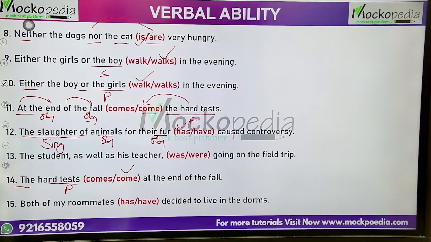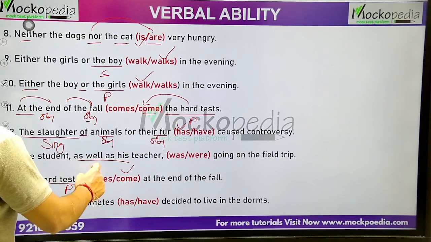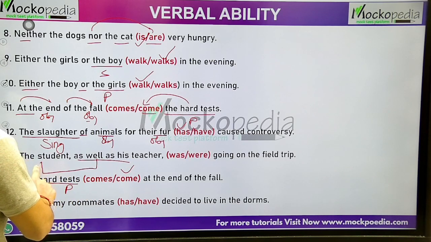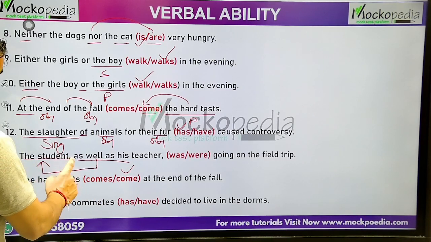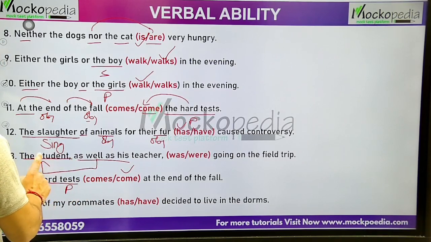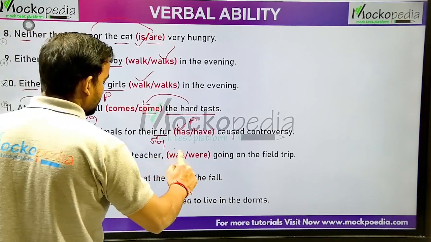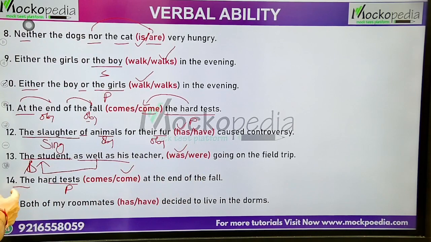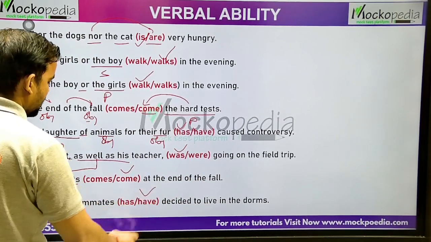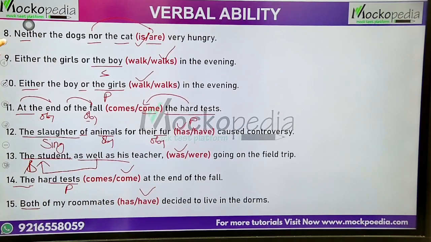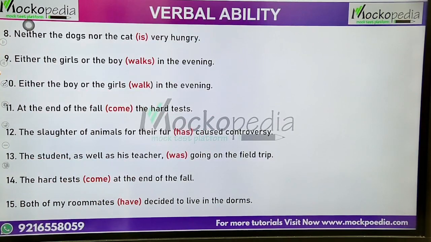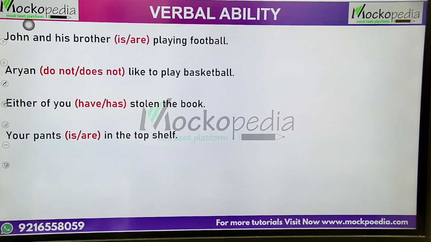The student as well as his teacher. Interrupters like as well as, along with, together with, in addition to. We have to check for the subject before them, or the first subject. Student is singular, that is why singular verb. The 14th we have done. The 15th both plural, that is why have. Right? You can test your answer. You can cross check the answers. You can tally them.